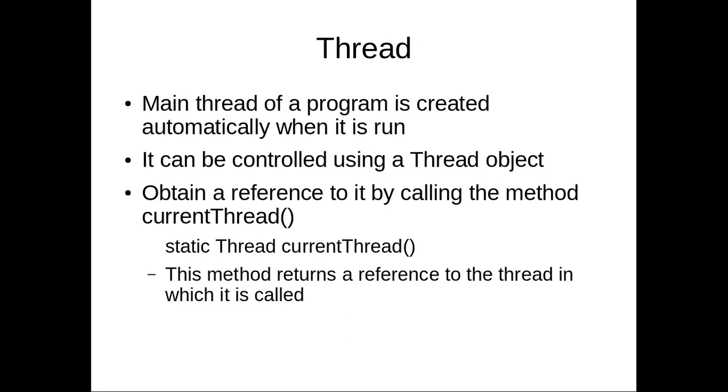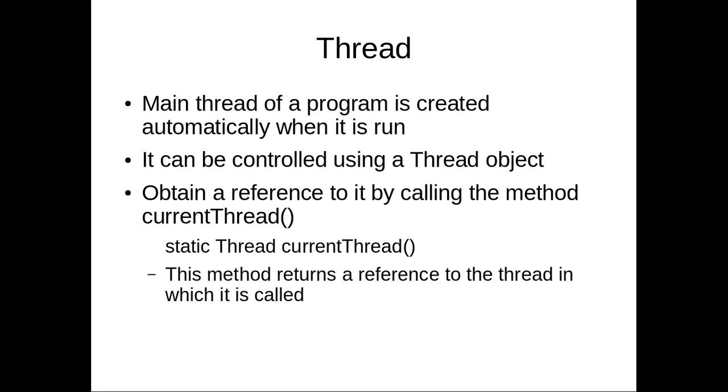Now, the main thread of a program is created automatically when it is run. That means every program, when it is run, has a main thread. It can be controlled by using a thread object. Obtain a reference to it by calling the method currentThread.